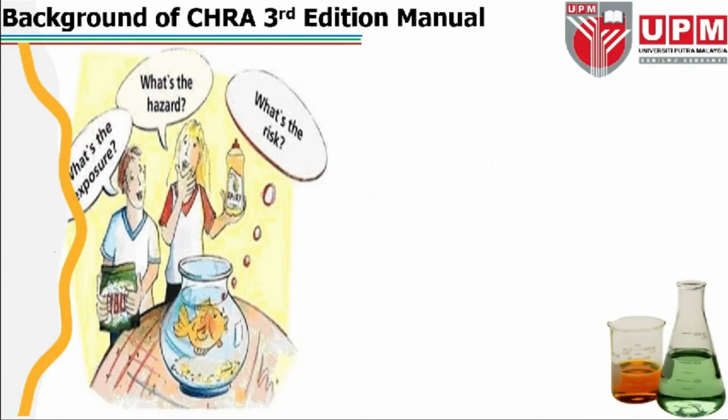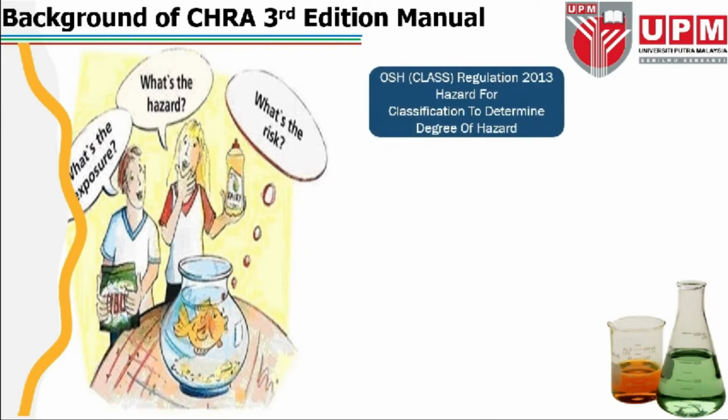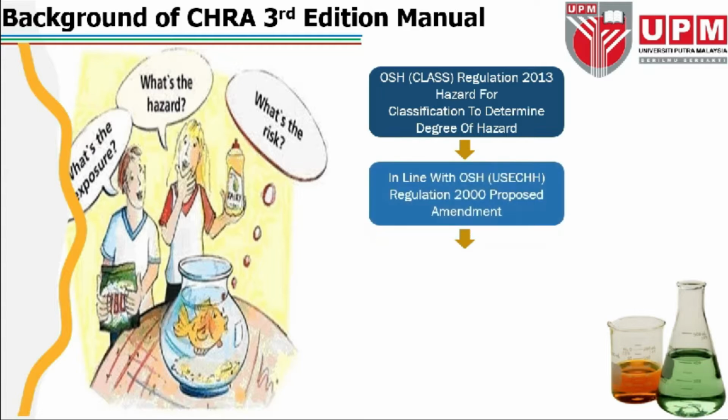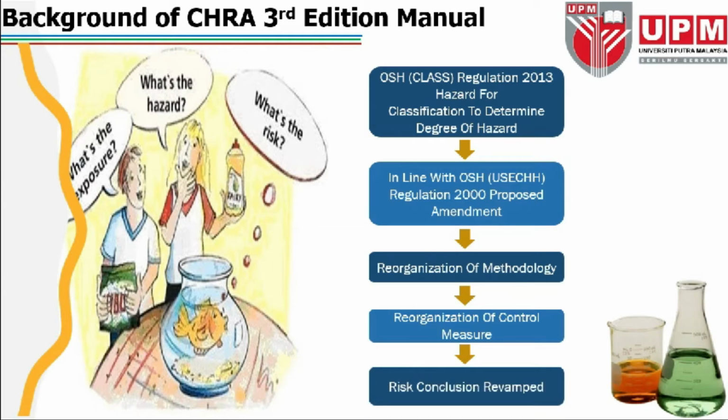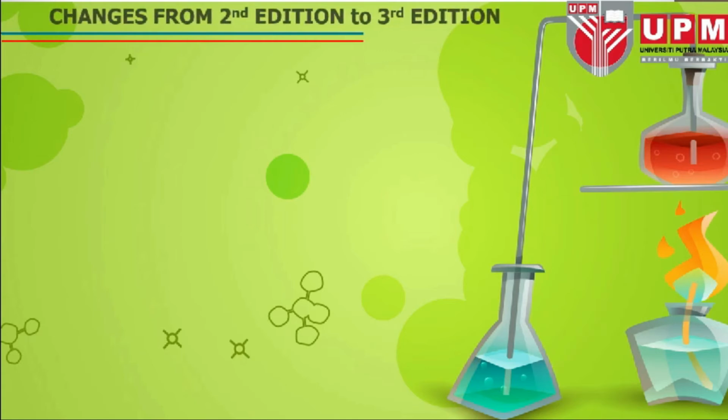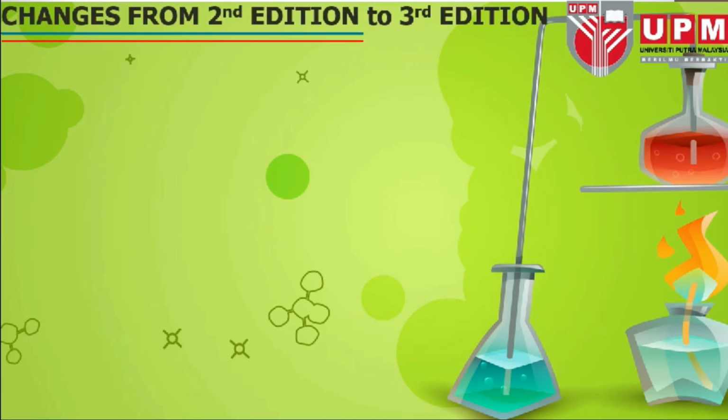There are several amendments that have been made for the CHRA 3rd edition manual. First of all, classification to determine degree of hazard by the OSH Class Regulation 2013 hazard. Next, these changes are in line with the OSH Usage Regulation 2000. Other than that, there is reorganization of methodology, control measure, and also risk conclusion revamp. There are a few amendments that have been made for the 3rd edition manual CHRA.